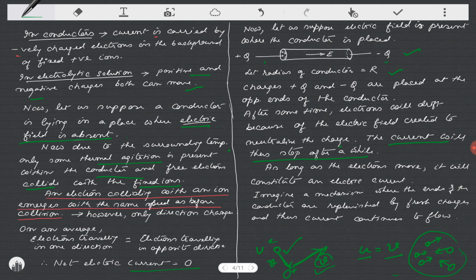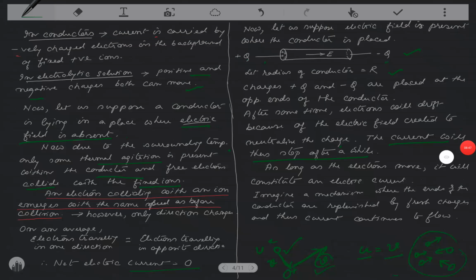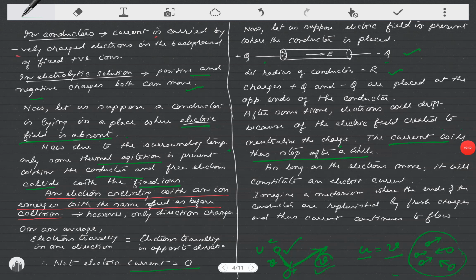Now imagine a mechanism where you can continuously supply these electrons stepwise, within infinitesimally small time. That means there is a continuous flow of charge. If you can keep on giving plus Q and minus Q to both sides continuously, you will get a continuous current. This constitutes an electric current, so there will be a continuous flow.